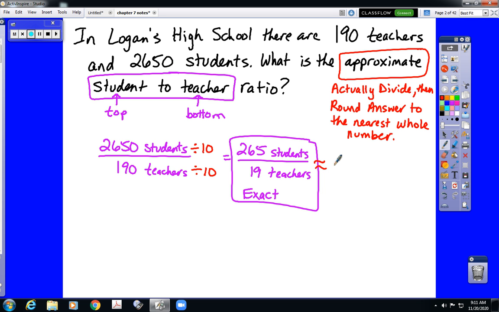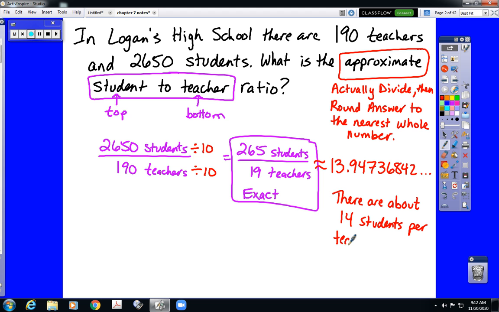That is approximately 13.947368, okay, the calculator only has so many digits. But that's the thing. See, we wouldn't say that there's 0.947 of a student. What we would do is we would round that answer to state that there are about, that's where we get the approximate from, is the word about, 14 students per teacher at Logan's High School.